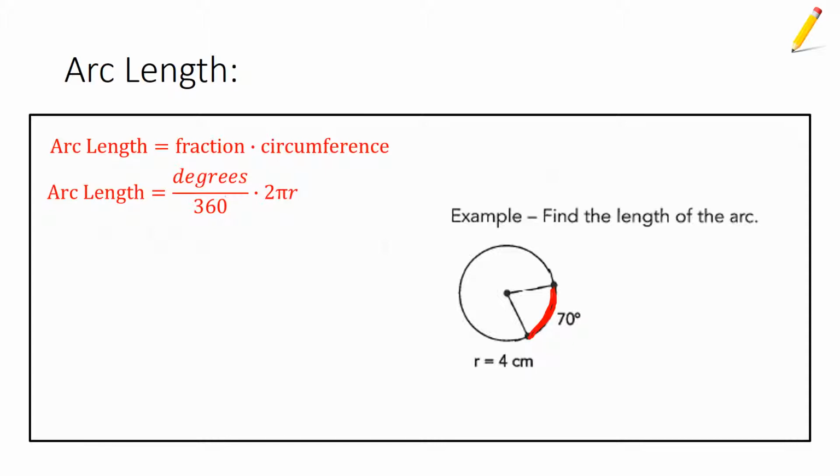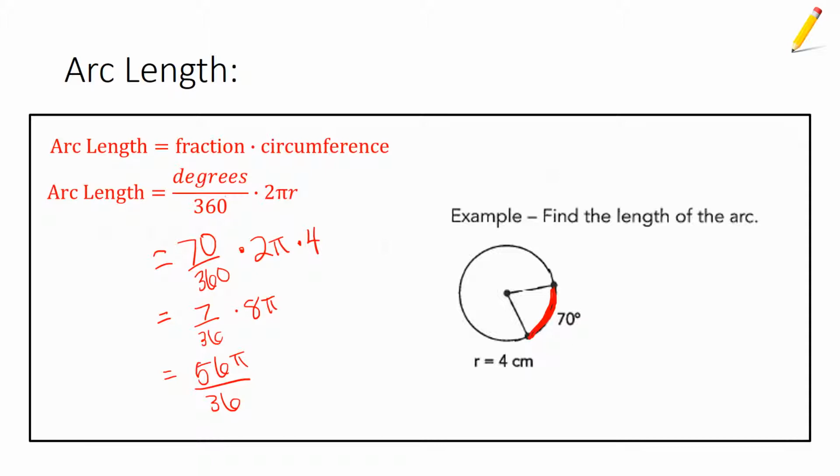So in this specific example, if we set it up using that formula, we would have 70 over 360 times 2 pi times our radius, which is 4. So if we reduce that fraction, we get 7 over 36 times 8 pi. 7 times 8 gives me 56 pi over 36. And for our purposes, we're going to keep our answer in pi, and we're not going to use a decimal.